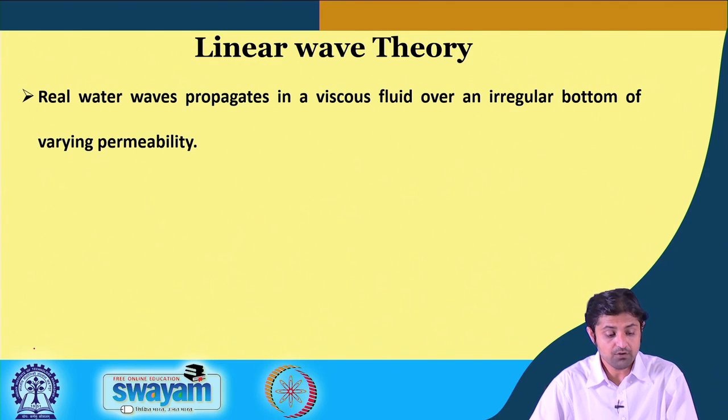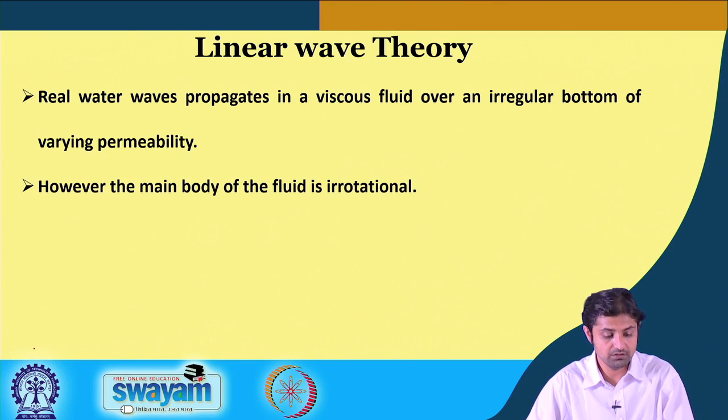So the background is, as everybody knows, the real water waves. Have you seen waves in the ocean? The disturbances that are traveling in the ocean are actually waves. They might not be linear, but they are waves. So the real water waves propagate in a viscous fluid, like water. Mostly it propagates in water, and water is a viscous fluid, and it propagates over an irregular bottom of varying permeability. All right, so that is the real case scenario.